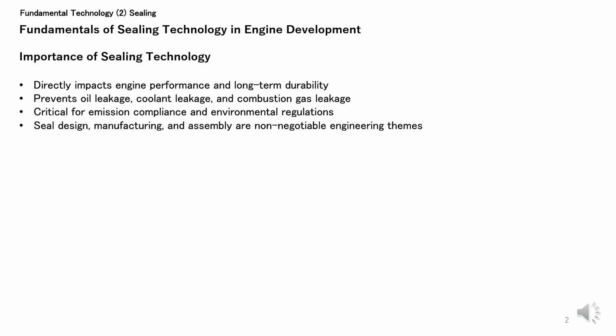Even a minor sealing failure can lead to oil or coolant leakage, which may result in decreased engine performance or even severe breakdowns. Furthermore, leakage of combustion gases has a direct impact on compliance with environmental regulations and exhaust emission performance. For this reason, the design, manufacturing, and assembly of seals are unavoidable and essential themes for every engineer. This video outlines key design considerations for representative sealing methods, namely O-rings, liquid gaskets, and metallic gaskets.